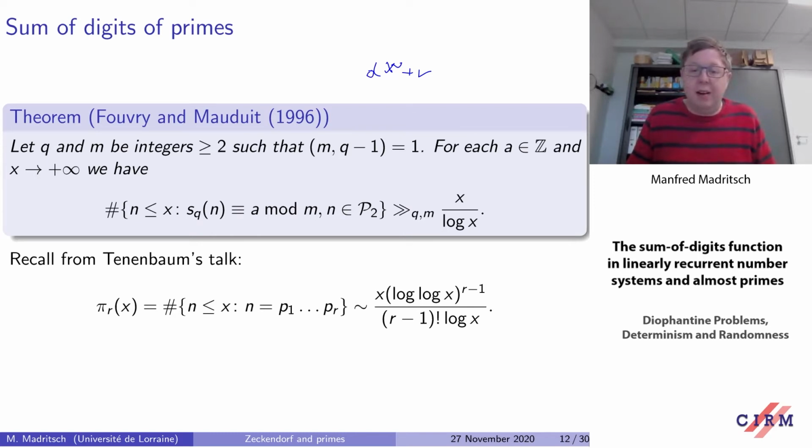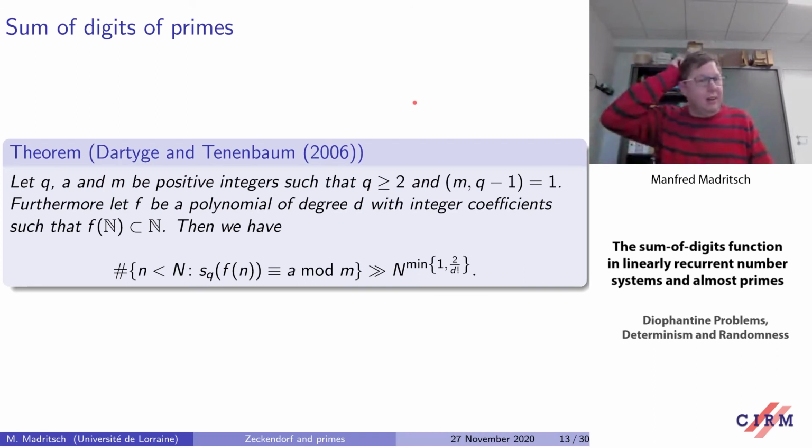So we have here almost primes, and speaking of Gerald, in 2006 Cecilia Tisch and Gerald Tenenbaum showed that if you take a polynomial of degree d with integer coefficients such that the positive integers are mapped to the positive integers, and you look at the sum of digits function of the integers evaluated with this polynomial, then you get a lower bound of n to the minimum of 1 over and 2 over d factorial.